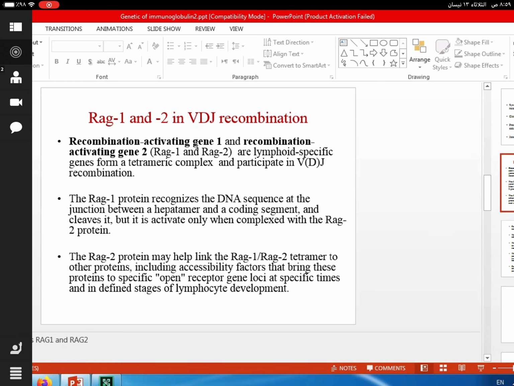So RAG1 and RAG2 are lymphoid-specific genes, form a tetrameric complex, and participate in VDJ recombination. The RAG1 protein recognizes the DNA sequence at the junction between heptamer and coding segment and cleaves, but it is activated only when complexed with RAG2 protein.